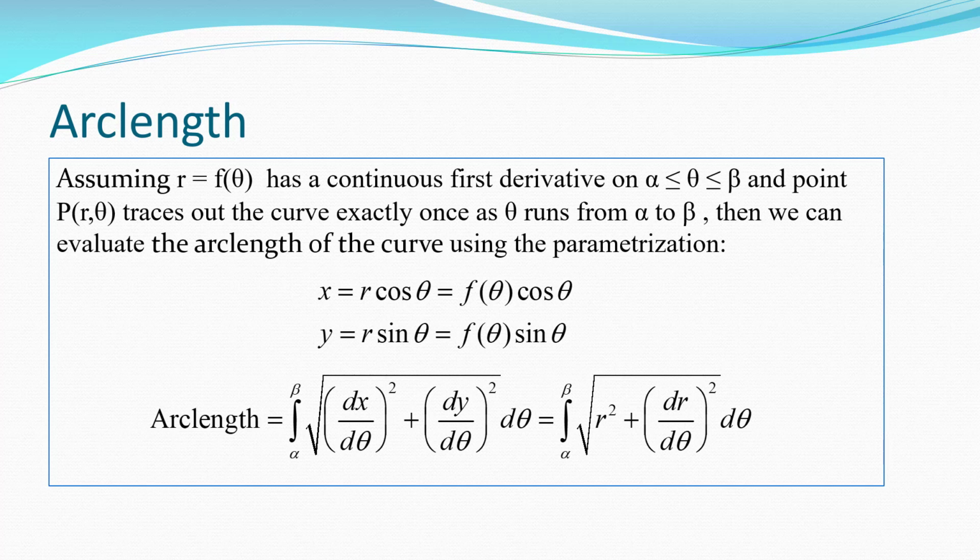The arc length then would be the integration from alpha to beta of the square root of the sum of two squares, which are derivatives. In each case, it's dx over d theta or dy over d theta. But we know what x and y are in terms of theta, so I will leave the algebra to you. Just take the derivative of x in terms of theta, take the derivative of y in terms of theta, square it. You'll wind up getting 4 terms, and if you add up like terms and use the Pythagorean identity, sine squared plus cosine squared equals 1, twice, you get this simpler formula, that the arc length is given by the integration from alpha to beta of the square root of r squared plus the derivative of r in terms of theta squared.